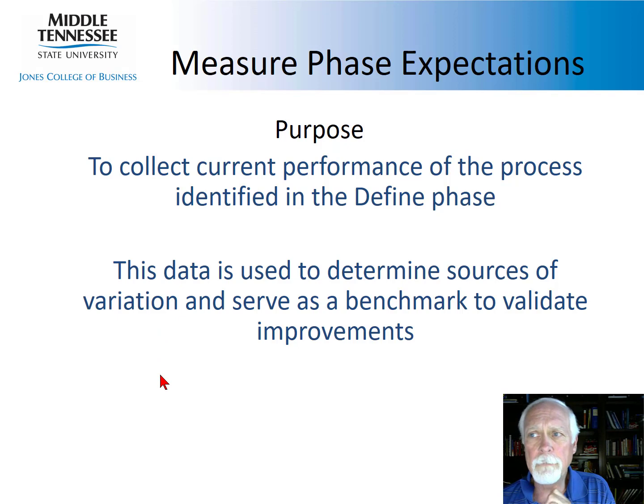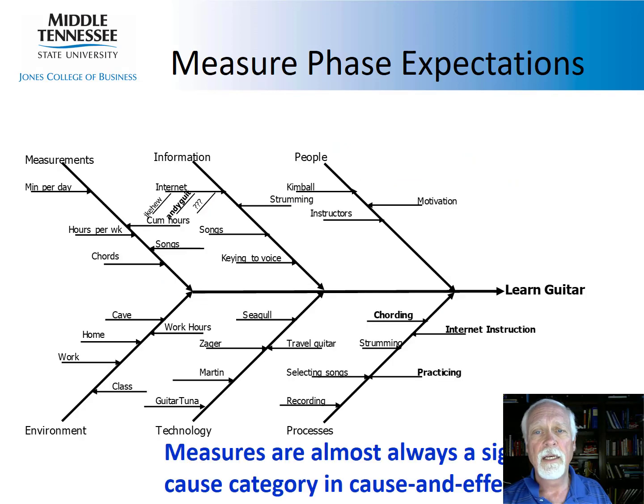First is sources of variation. Six Sigma is very much concentrated on reducing variation and, with that, reducing cost. So we have to be able to measure with sufficient accuracy, precision, and resolution to be able to measure whether we have reduced it or not. And then the second concept is benchmark to validate improvements. We want to be able to show management, and show ourselves, the team, that we have actually achieved improvement and it's measurably improved.